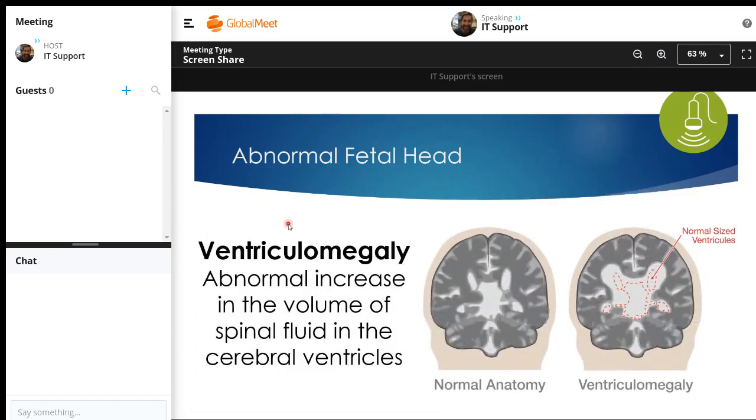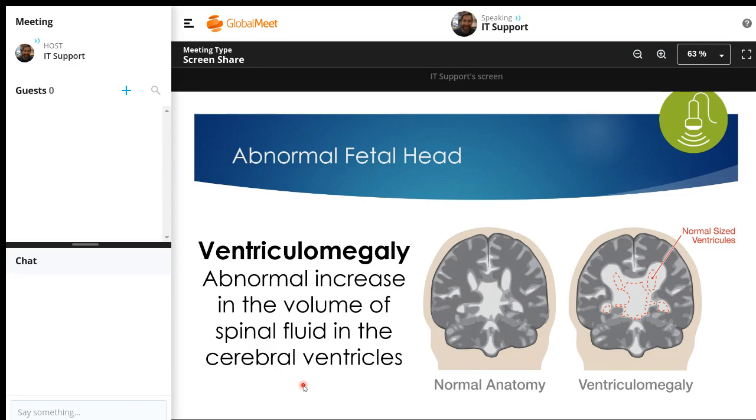All right, so ventriculomegaly. So we've talked about this before. So abnormal increase in the volume of spinal fluid in the cerebral ventricles. So there are many different causes of ventriculomegaly. It's a very common finding in abnormal conditions. It can be isolated as well. So causes can be intraventricular, so happening within the ventricle, or extraventricular, so something that's influencing the ventricle and the cerebral spinal fluid to increase.